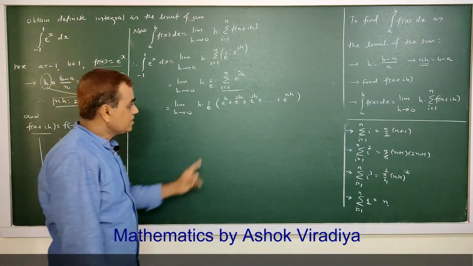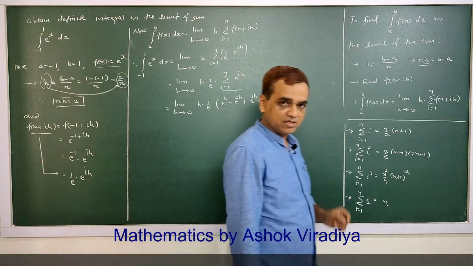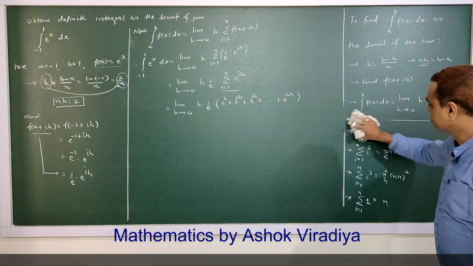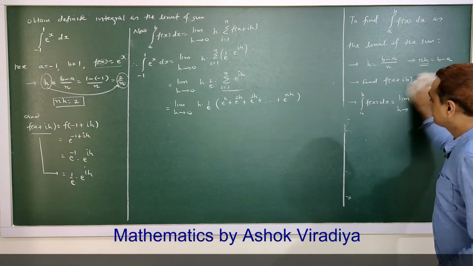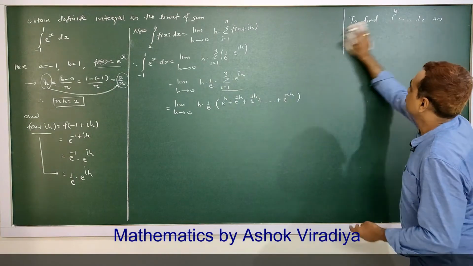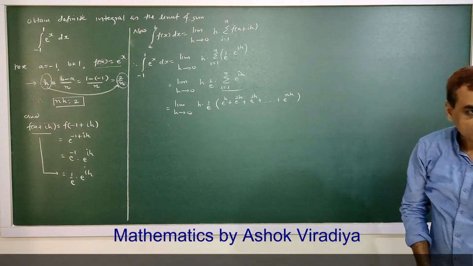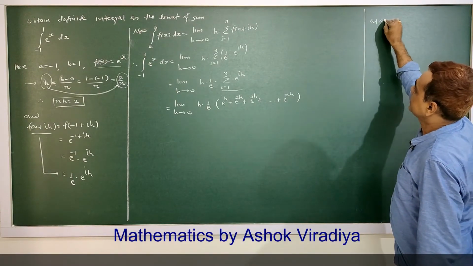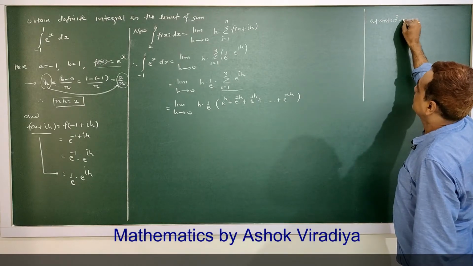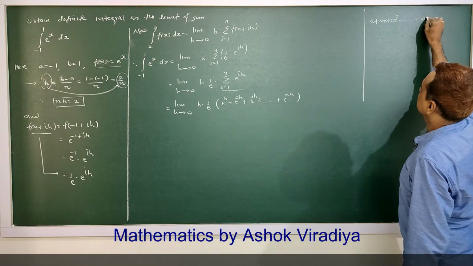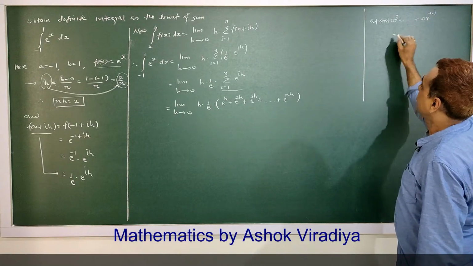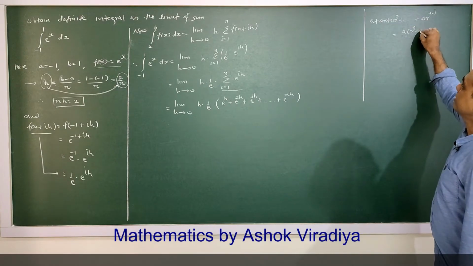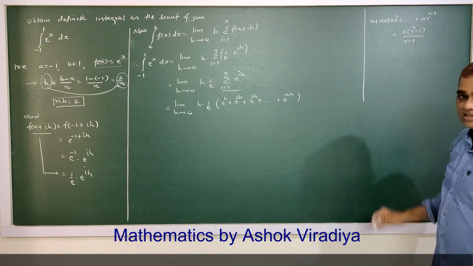Now look, this is a geometric progression, and we have a formula to find the sum of a geometric progression. The formula is already something you learned in 11th class. See, a plus ar plus ar square up to n terms. The sum of n geometric terms is a into (r raised to n minus 1) upon (r minus 1).